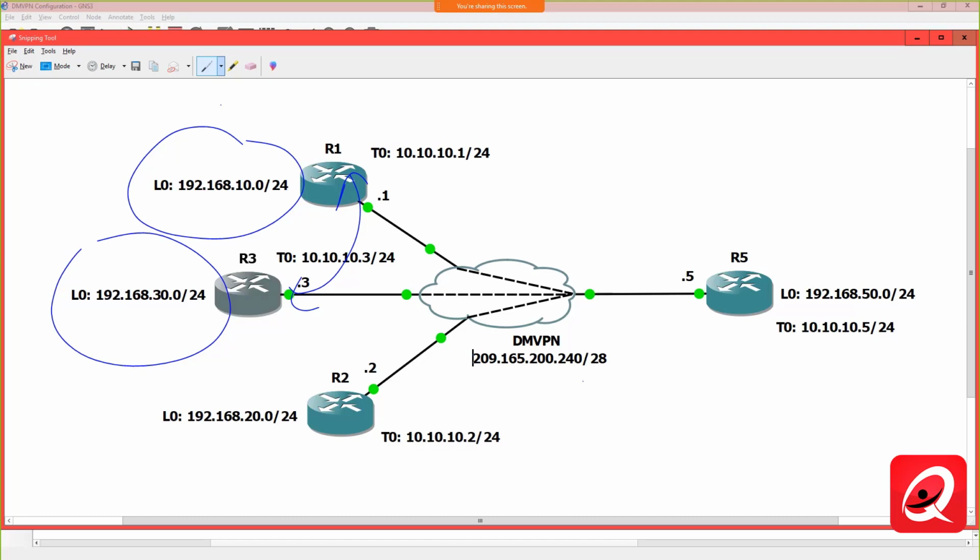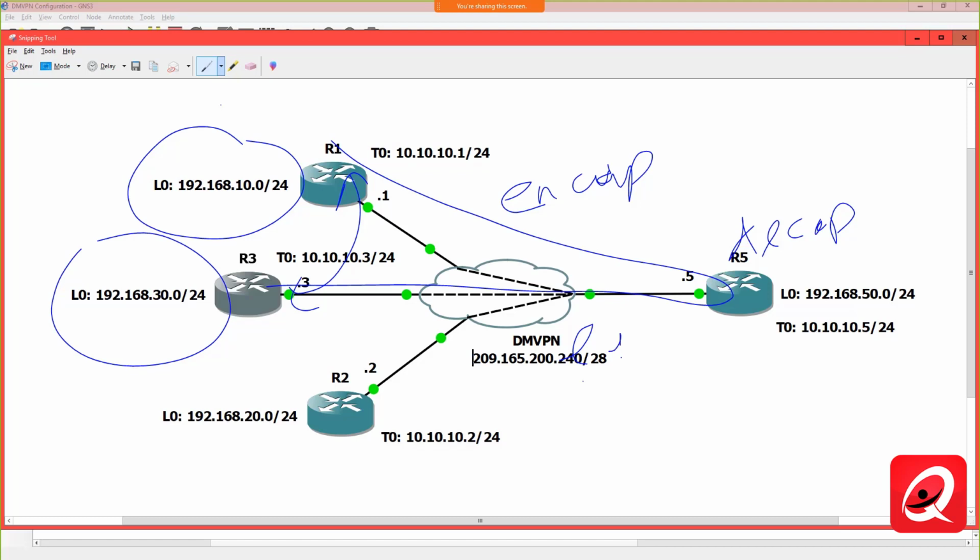Now, in DMVPN Phase 1, that traffic has always got to pass through the hub and go to the spoke. We have to do our encapsulations here, and then we do our decap here, and then we're going to have to do our encap again, and then we're going to have to do our decap on this side. It's just not very efficient in that particular case, right?